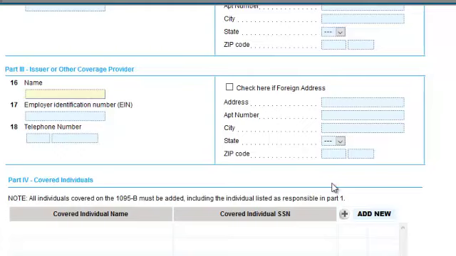Let's put in Michigan Department of Health. We'll just put State of Michigan. I think we're going to put that. State, okay. And employer ID number. I'm not exactly sure what that would be right now. Let me pause and see if I can find one for you.